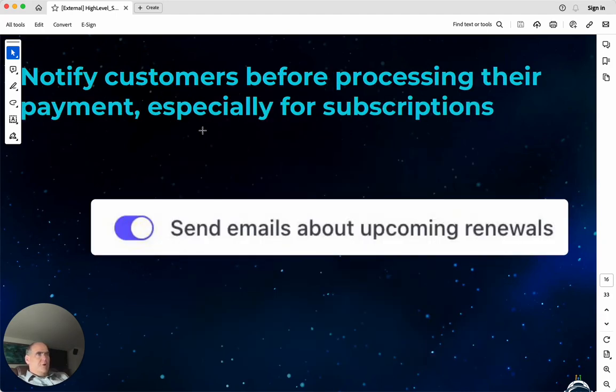Notify customers before processing their payment, especially for subscriptions. They're saying send out emails for upcoming renewals. And that's probably important for a new subscription. I mean, how many people have got subscriptions where they just get charged and don't get any notice at all?